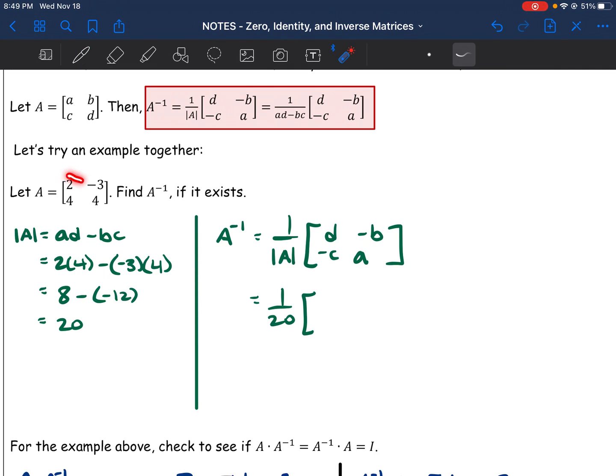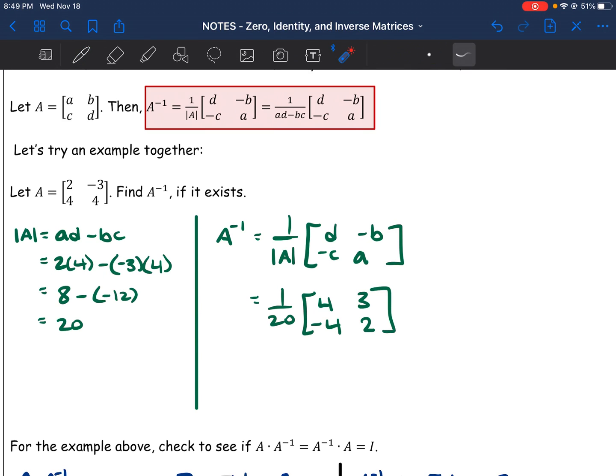We're going to be changing the positions of the numbers on the main diagonal. So instead of 2 being here and 4 being here, we're going to have 4 here and 2 here. And then notice we're going to change the sign of the numbers on the other diagonal. So instead of a -3, we'd have a +3. And instead of a +4, we'll have a -4.